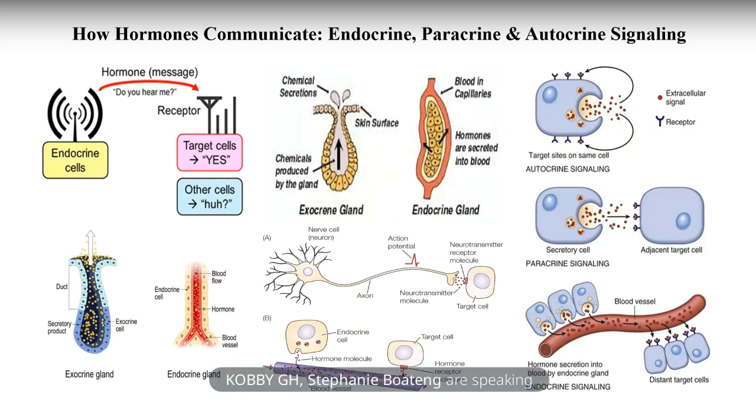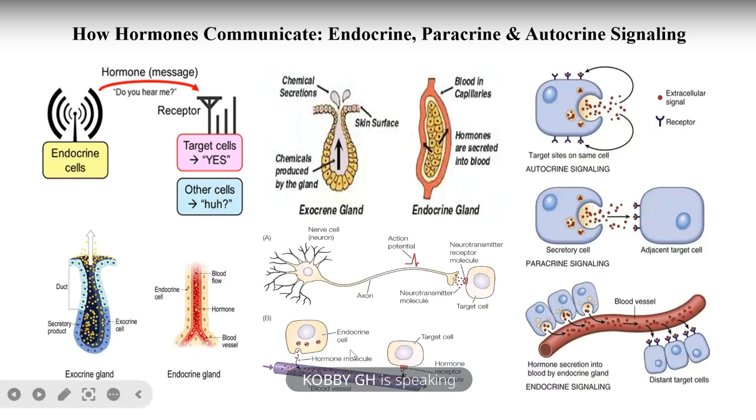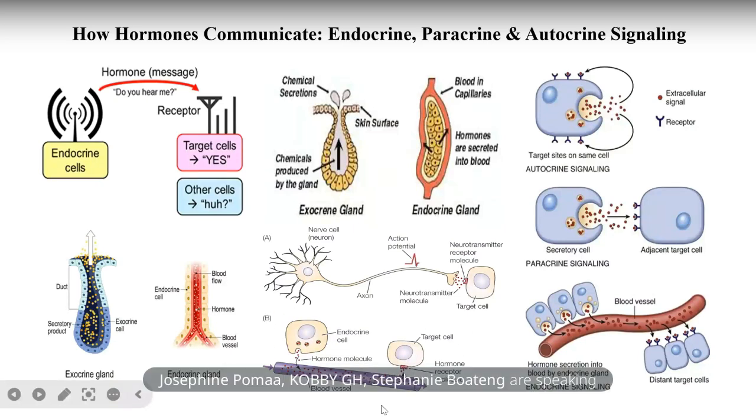So let's look at this diagram over here. You see this diagram, this is an endocrine cell. Why is it an endocrine cell? Who can explain? Look at this diagram, the diagram B. Why is this an endocrine cell? Explain.